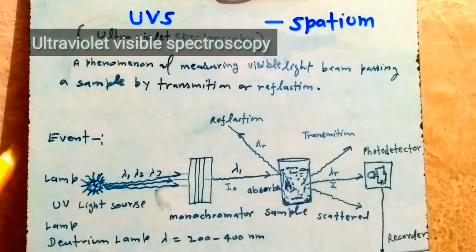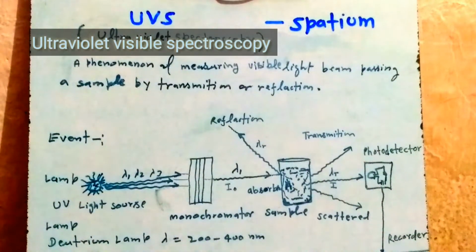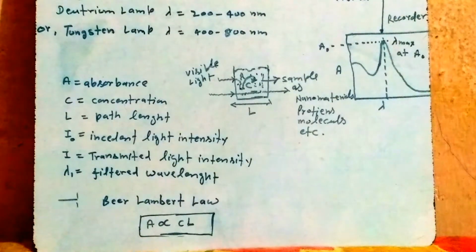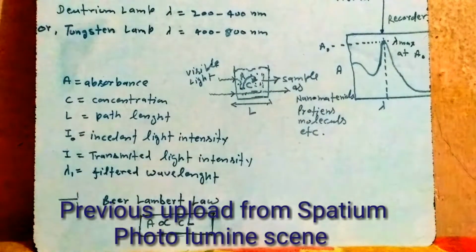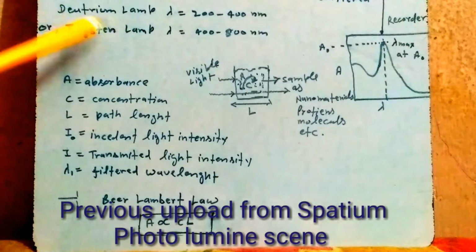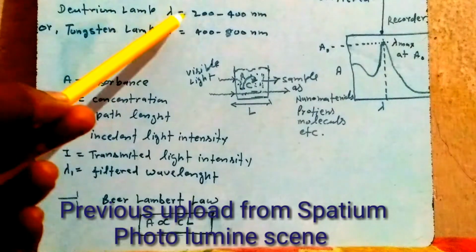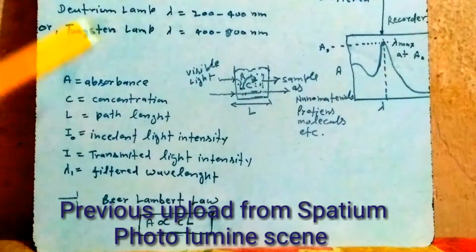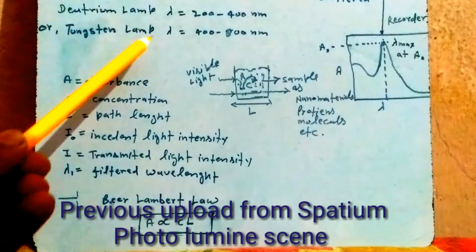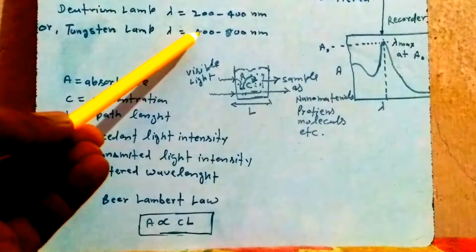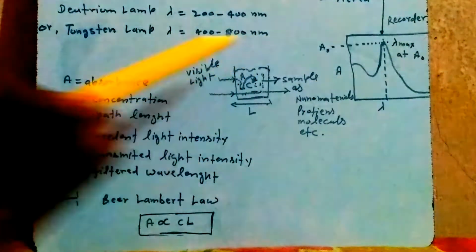For the ultraviolet light, we use a lamp such as the deuterium lamp, having a wavelength of 200 to 400 nanometers, or we can also use the tungsten lamp, having a wavelength of 400 to 800 nanometers.